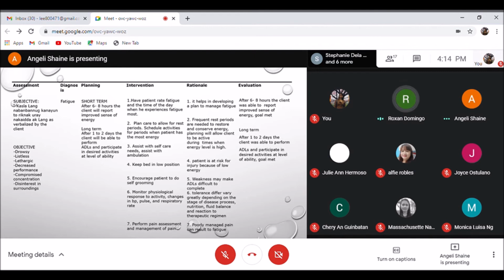Evaluation. After 6 to 8 hours, the client was able to report improved sense of energy. Goal met. Long term: after 1 to 2 days, the client was able to perform ADLs and participate in desired activities at level of ability. Goal met.